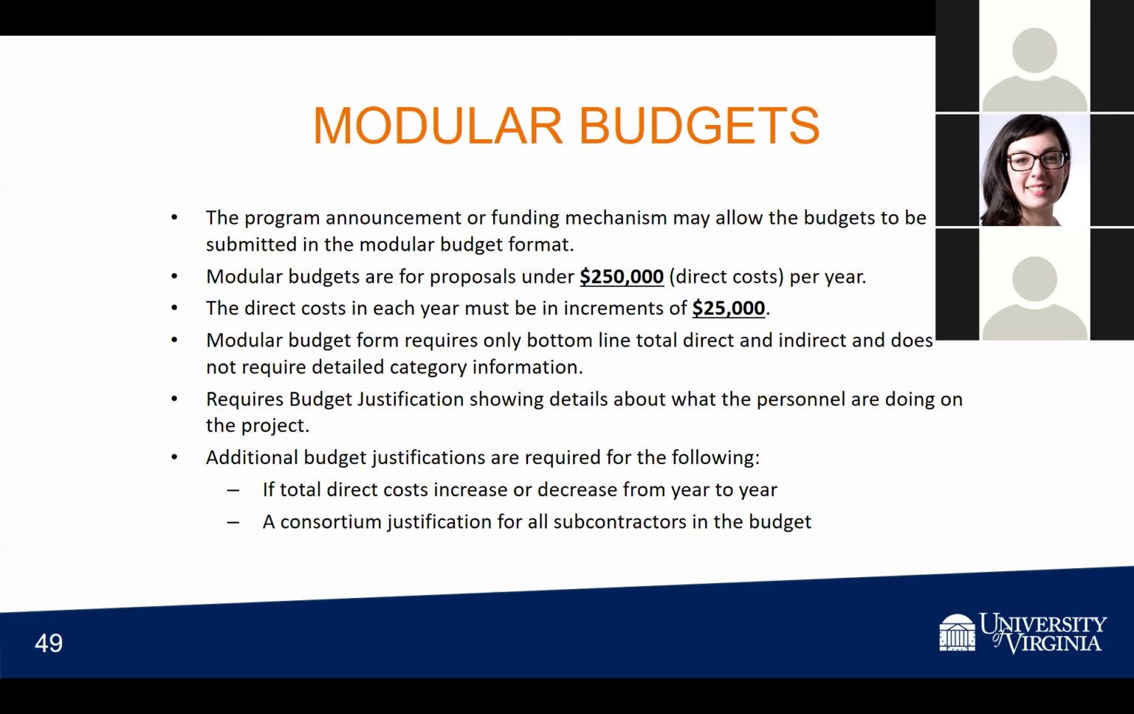But if you read in the Grants Policy Statement, it will say additional budget justifications are required if the total direct costs increase or decrease from year to year. So if we were submitting a 3-year award, say, and our direct costs were $100,000 in year 1, $150,000 in year 2, and $150,000 in year 3, we'd have to justify the change between the years. And a consortium justification for all the subcontractors. So if we were going to have subs as well, then we would need corresponding justification.